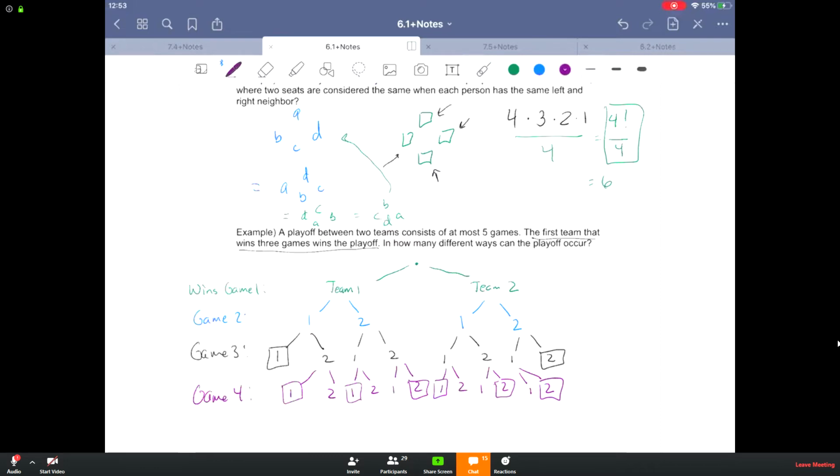Okay, and for the last game, we know there's only going to be 5 games, so game 5. So branch off the last ones that aren't finished, like this one. I got a 1 and a 2. I got a 1 and a 2. This one, a 1 and a 2. Sorry, that one's kind of messy. This one, I got a 1 and a 2. A 1 and a 2. A 1 and a 2.